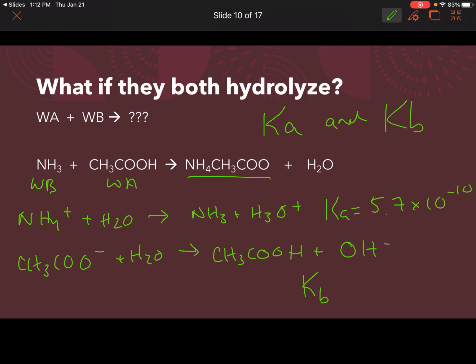Now I need to find the Kb for the acetate ion. So I find acetic acid in your Ka table, and it's got a Ka of 1.8 times 10 to the negative 5, but I need to find the Kb. Remember, we've got the formula Kw equals Ka times Kb. So I can take Kw divided by the Ka, which is 1.8 times 10 to the negative 5, is equal to the Kb. I can punch that in. Kw, remember, is 1 times 10 to the negative 14 divided by 1.8 times 10 to the negative 5, and I end up with a Kb of 5.56 times 10 to the negative 10.